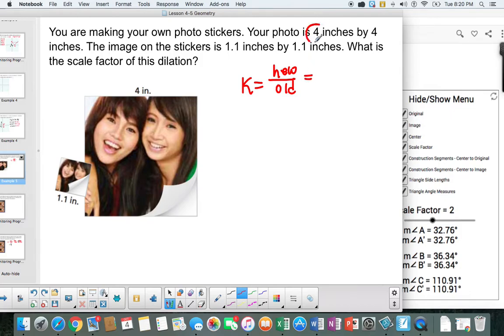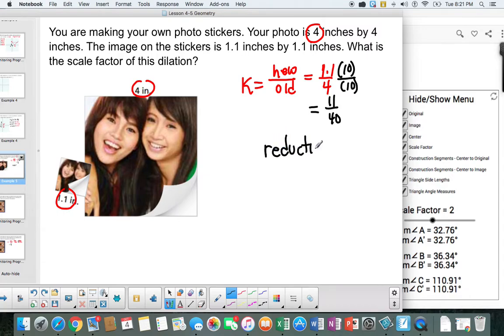So the original side was 4, and the new side is 1.1, like here. So this is the new length, this is the old length. And this is kind of an awkward way to show a ratio. So what I think I'm going to do is I'm going to times the top by 10, and I'm going to times the bottom by 10 to get rid of that decimal. And this is 11/40, which is a much better scale factor. Now that is a reduction because it's less than 1, and we can see the sticker is smaller.